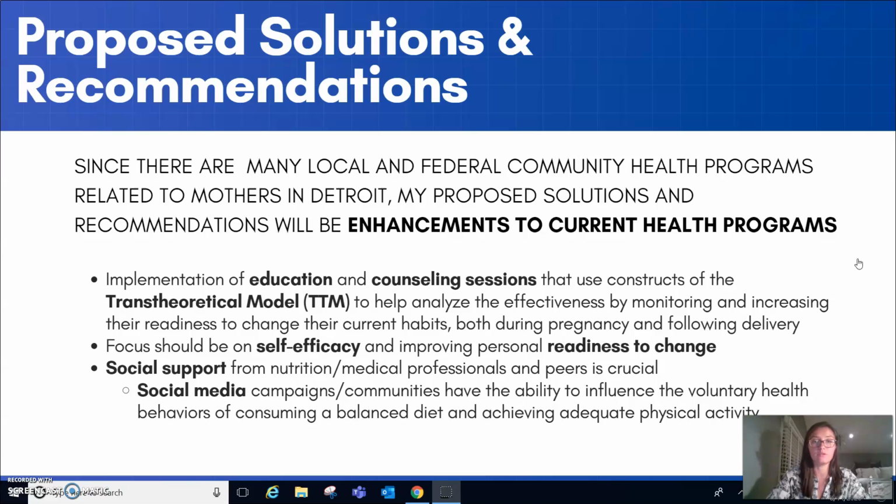Social support from a nutrition or medical professional and peers is crucial in this process. One way that we can increase social support is through social media campaigns. They have the ability to influence voluntary health behaviors of consuming a balanced diet and achieving adequate physical activity, all things that will decrease the risk of NCDs, and a balanced diet will help address some micronutrient deficiencies.